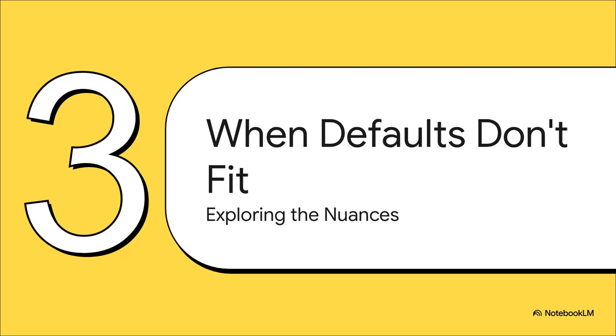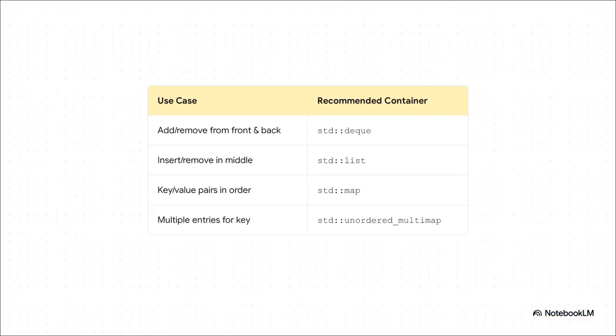But defaults aren't a silver bullet. They don't work for everything. So what if you need to be adding and removing stuff from the front of your sequence all the time? Or what if you actually need your key value pairs to be sorted? This is where things get a little more nuanced, and we need to look at some of the other specialized containers. And this slide is basically your cheat sheet for those special cases.